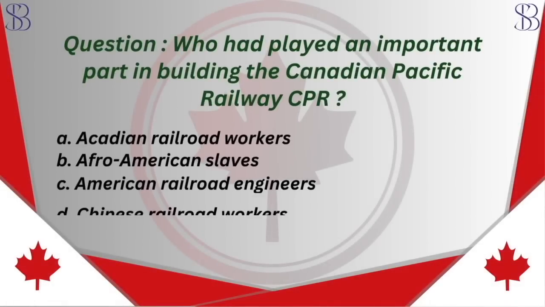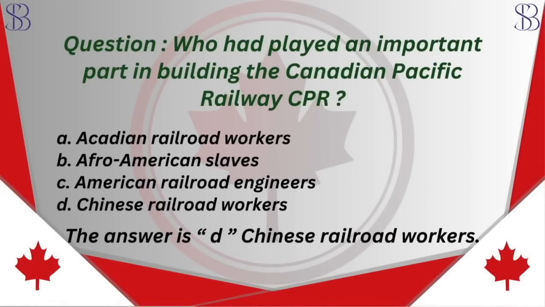Question. Who had played an important part in building the Canadian Pacific Railway, CPR? A. Acadian Railroad workers. B. Afro-American slaves. C. American Railroad engineers. D. Chinese Railroad workers. The answer is D. Chinese Railroad workers.